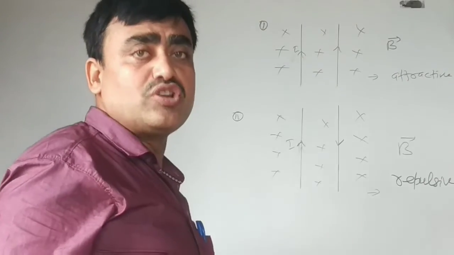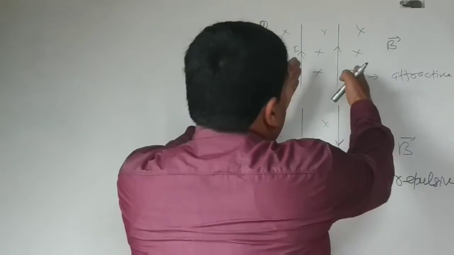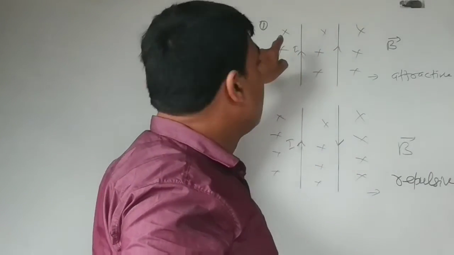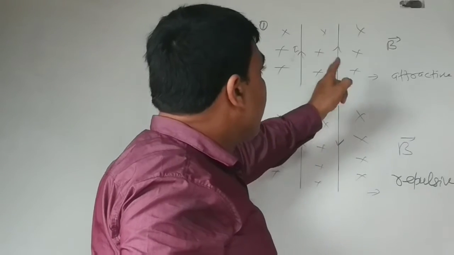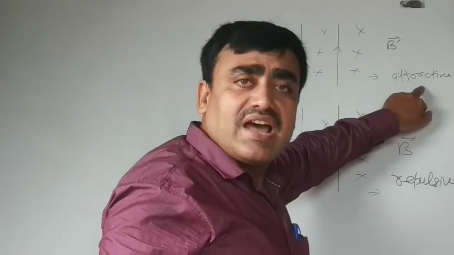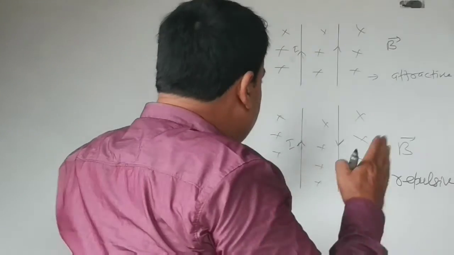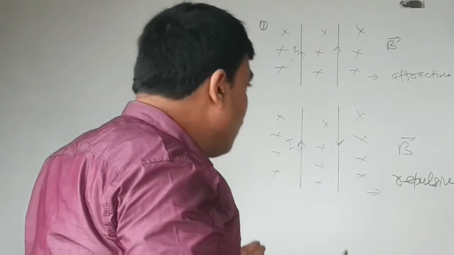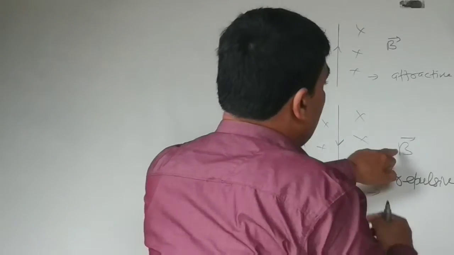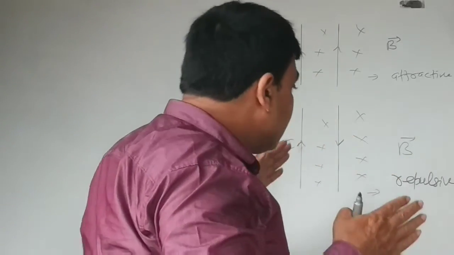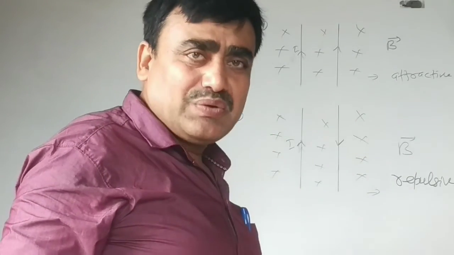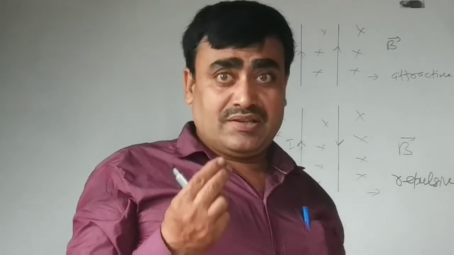Here HOTS are also represented. If both conductors are placed in a uniform magnetic field and current is flowing in the same direction, then the nature of the acting force will be attractive. If the direction of flowing current is opposite to each other, and both conductors are also placed in uniform magnetic field vector B, then the nature of the acting force is repulsive. This is a question for MCQs.